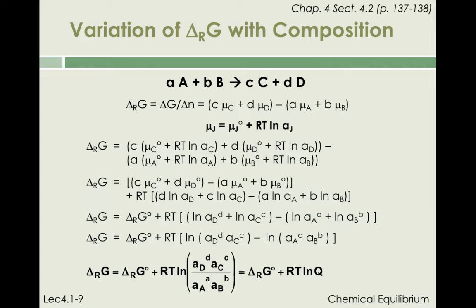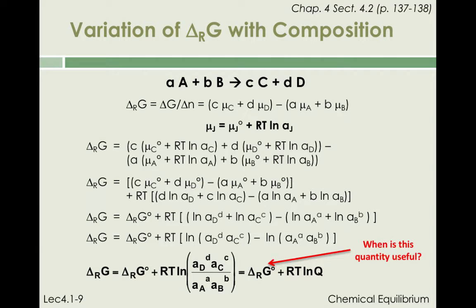This equation is also very important because it demonstrates that to fully judge the spontaneity of a chemical reaction, we need to know the value of delta Rg standard as well as the values of the activities, that is the concentrations or partial pressures, for all species involved in the reaction. That is, we need to know the composition of the reaction mixture.